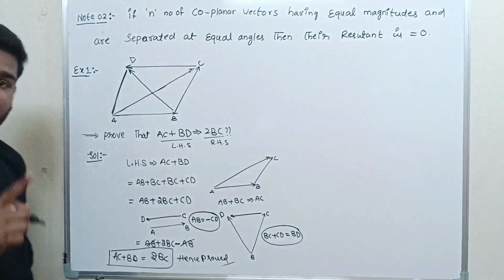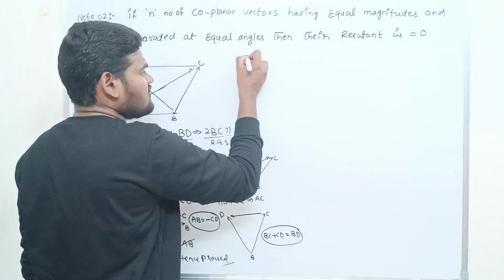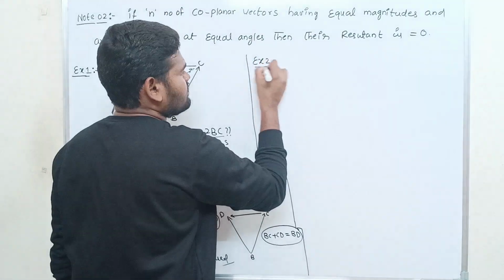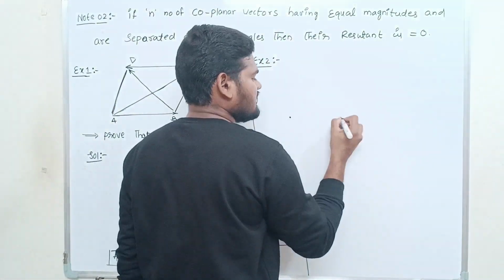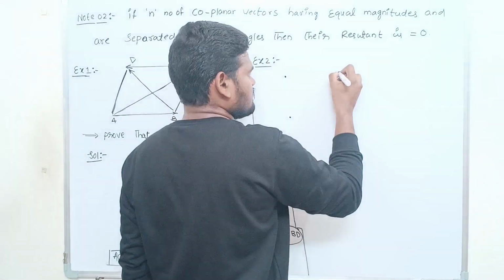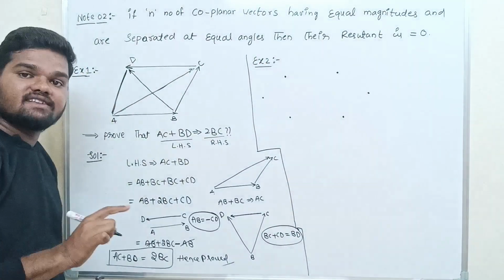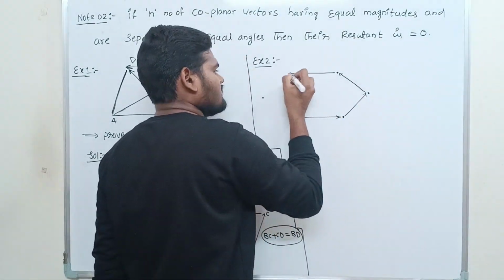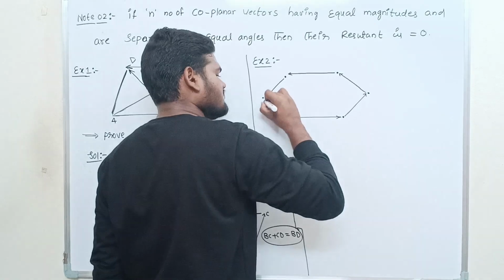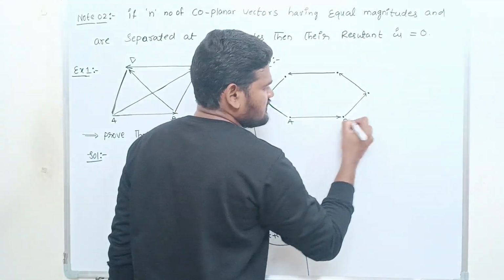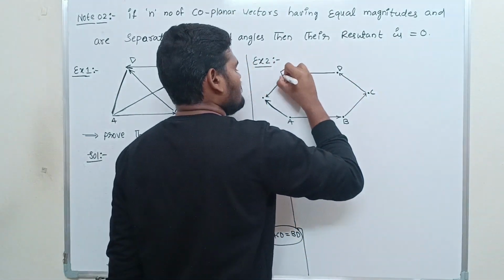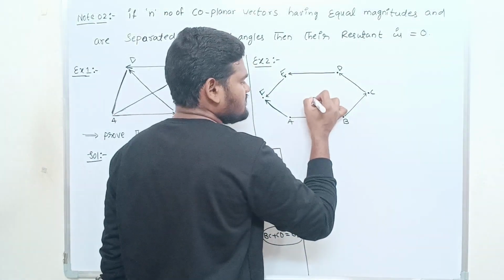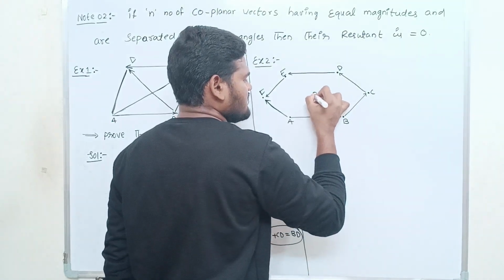Are you getting? Any doubts? Right. So let us solve one more example. Example number 2. At this time they are given a hexagon. So this is AB, BC, CD, DE, and this is taken in reverse order. This is A, B, C, D, E, F, and the center of the hexagon is O.